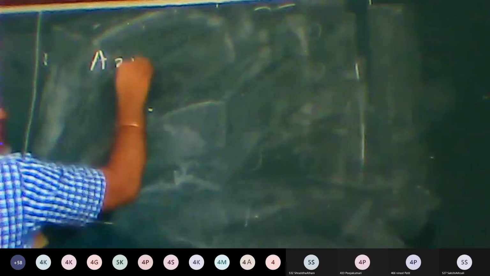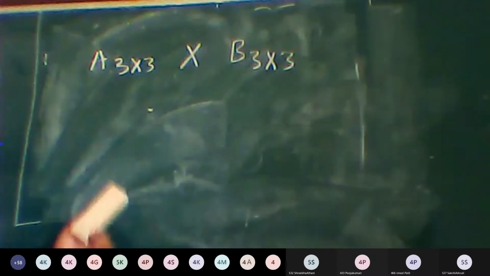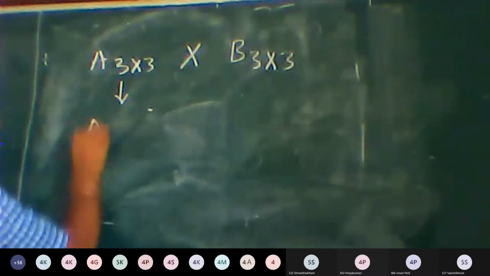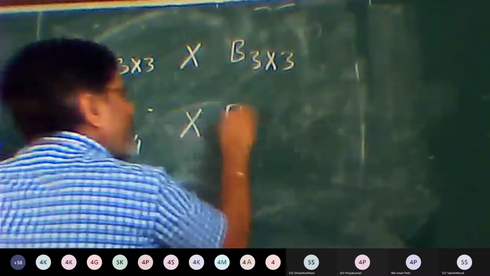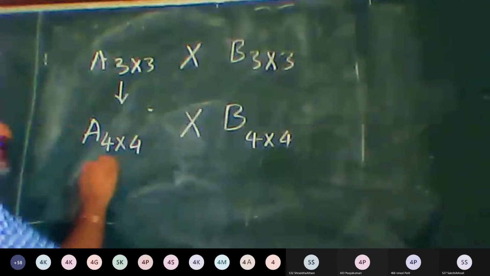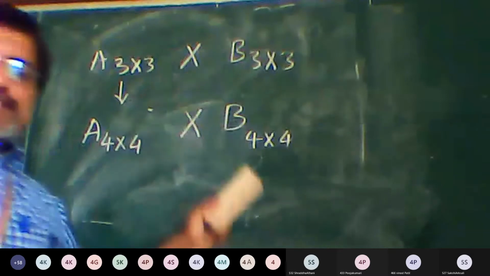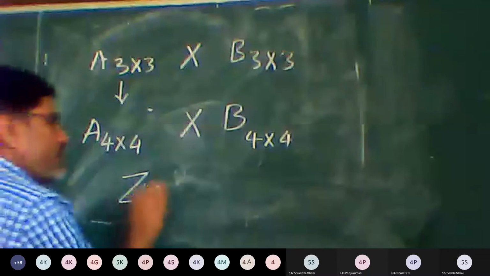If we have a matrix A of 3 cross 3 and another matrix B of 3 cross 3, to apply Strassen's multiplication method, we can convert the A matrix into a 4 cross 4, and multiply that by converting the second matrix B again into a 4 cross 4, where the new row and the new column which we insert into the respective matrices should consist of zeros.